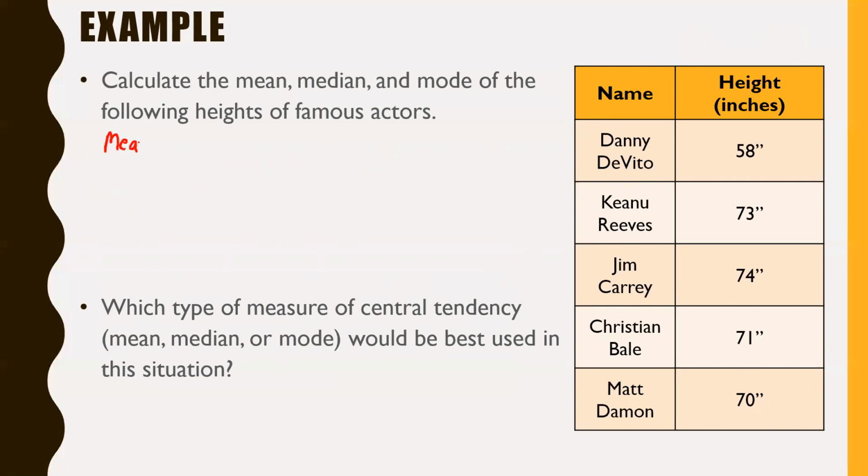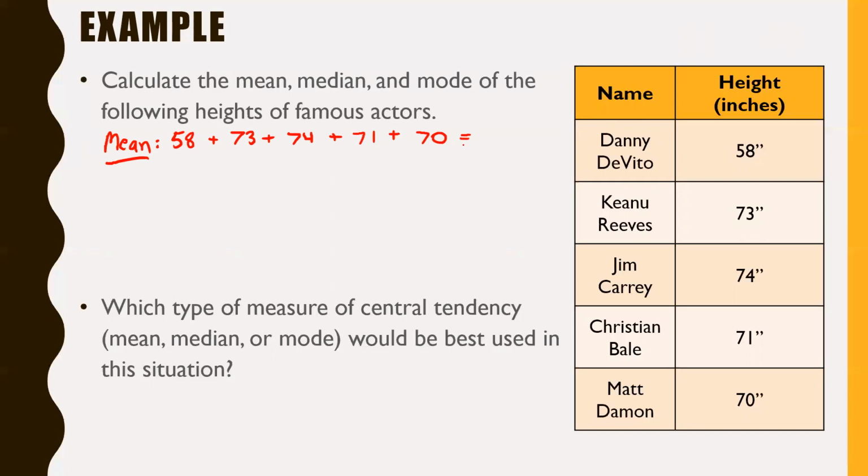Let's start with the mean. Remember, to calculate the mean, you have to add up all of the numbers and then divide by the number of numbers in the data set. So let me write that all out. Danny DeVito is only 58 inches tall, so we'll go 58 plus Keanu Reeves is 73 inches tall. Jim Carrey, 74 inches tall. Christian Bale, 71 inches tall. And Matt Damon, 70 inches tall.